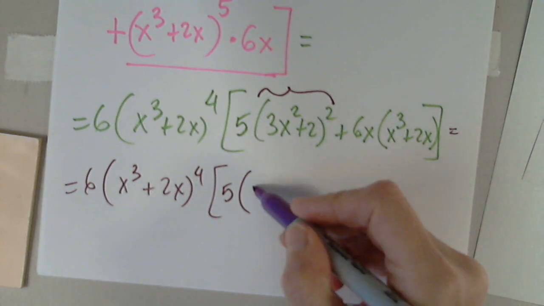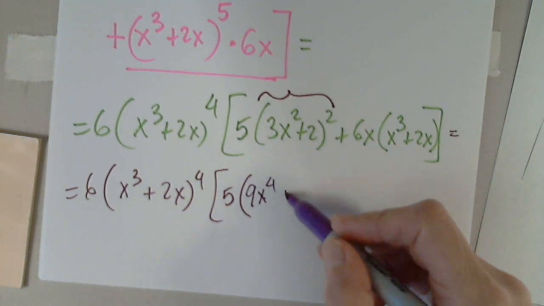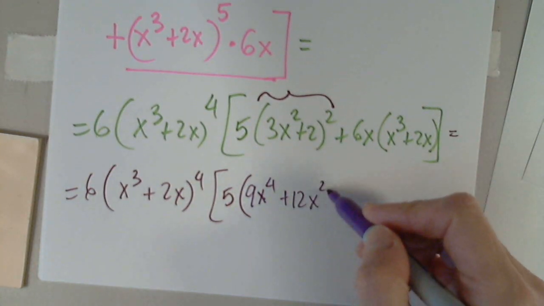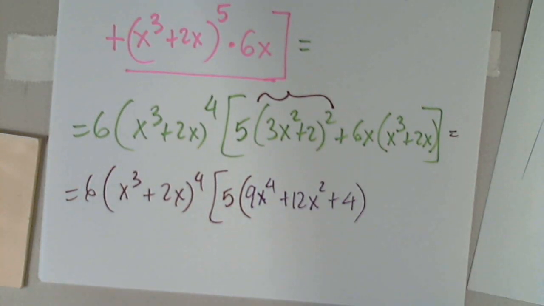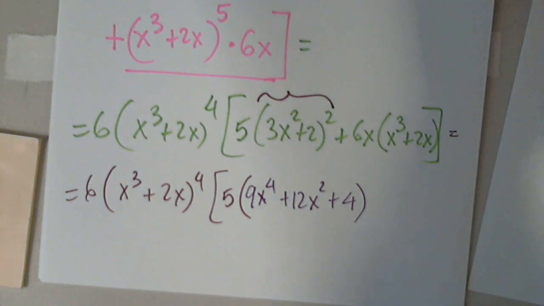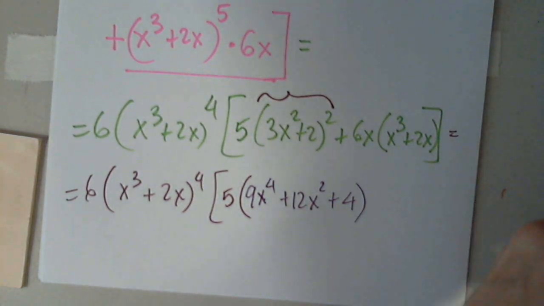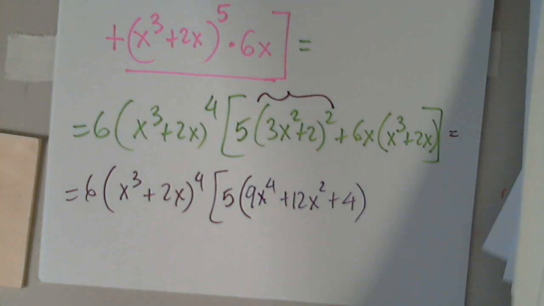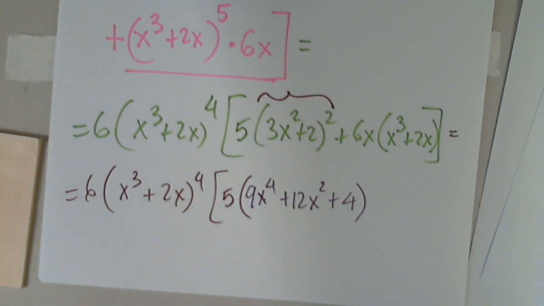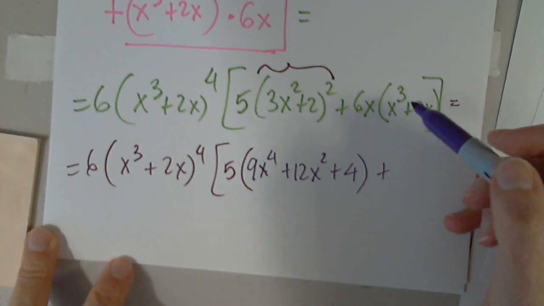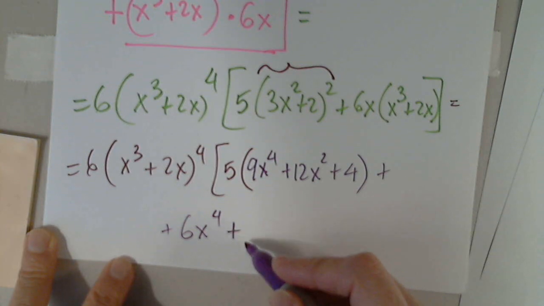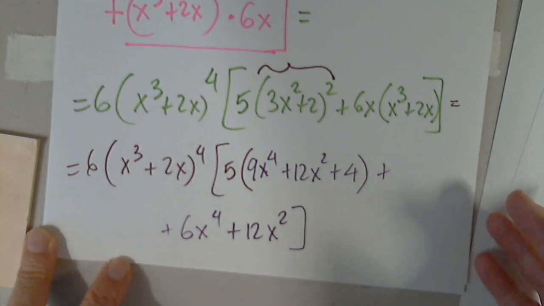Well, the first term squared is 9x to the 4th plus the product, which is 6x squared times 2 is 12x squared, and plus 4. That's why I show this every class. A binomial squared is 3 terms. Plus, I distribute 6x to these 2 terms, so I have 6x to the 4th plus 12x squared.